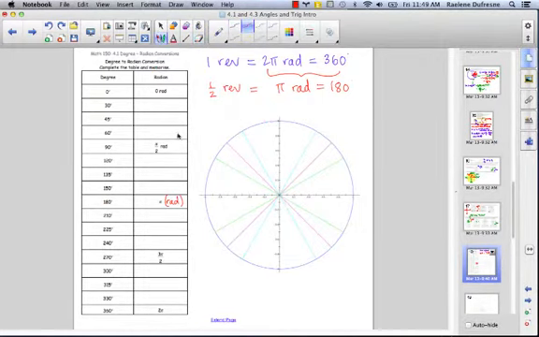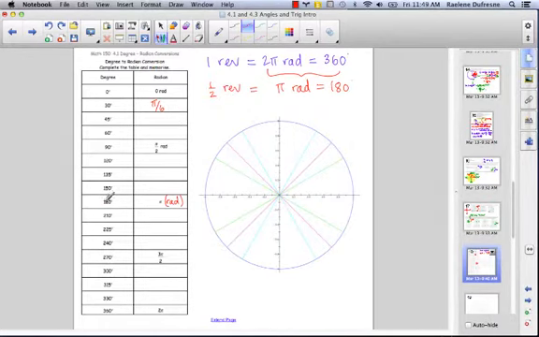Okay, so let's fill in some more of this. If pi radians is 180 degrees, then half of that is 90 degrees or pi by 2. And if we take 90 degrees and divide by 3, we get 30 degrees. Or we could take 180 and divide by 6 to get to 30 degrees. So pi divided by 6 radians is 30 degrees.